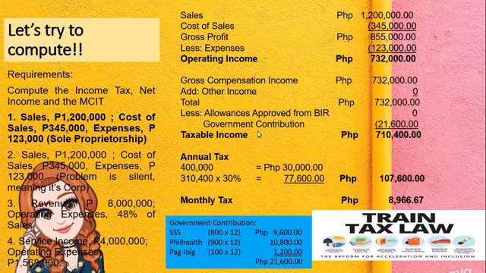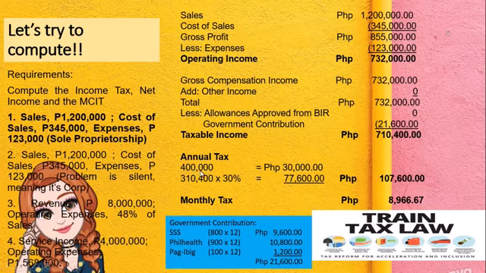So, for example, you already have the government contribution of 21,600. So, it will be deducted from the total gross compensation income. So, your taxable income now, or the basis of your tax, will be 710,400. So, you need to take a look at the table. So, you have the table for BIR.